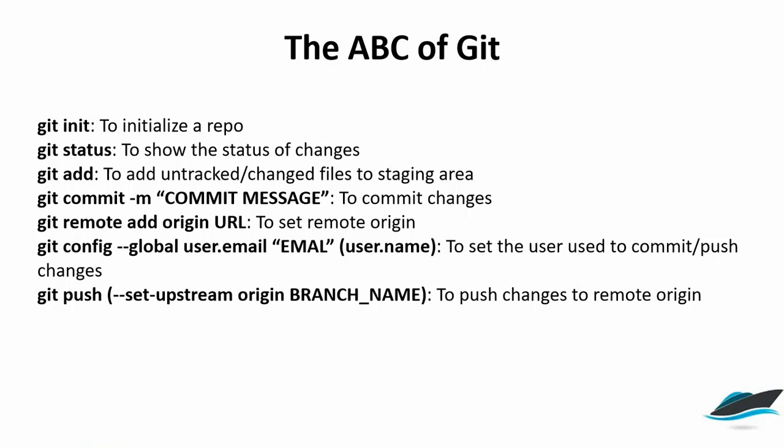So let's go very quickly over the commands that we have learned today. We saw git init to initialize the repo, git status to show the status of the changes, git add to add untracked or changed files to the staging area, git commit -m with a commit message to commit changes, git remote add origin to set the remote origin of our local repo, git config --global. We use this command with user.email and user.name to save the user that we use to commit and push changes, and git push with the option to set upstream origin to a branch name to push changes to the remote origin.